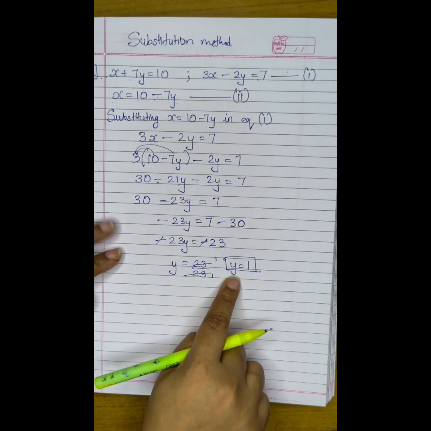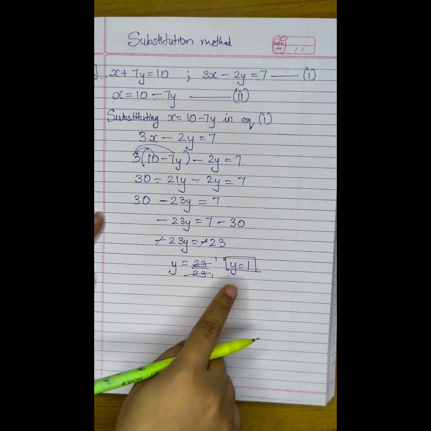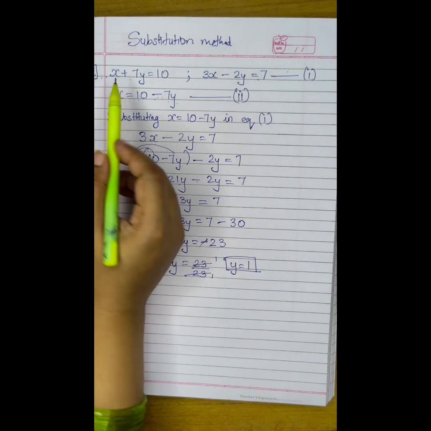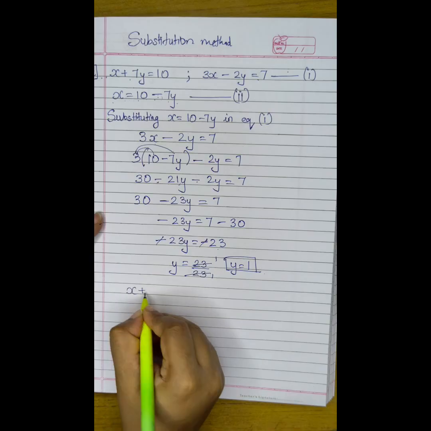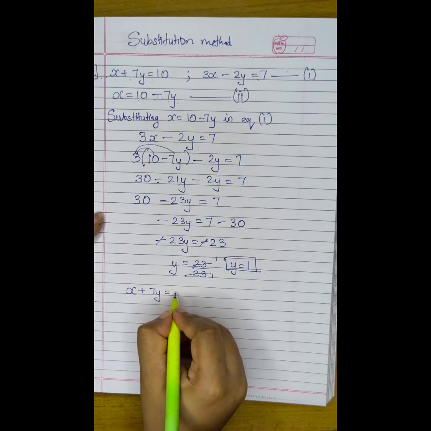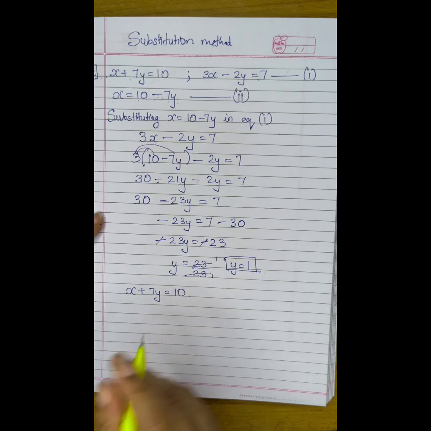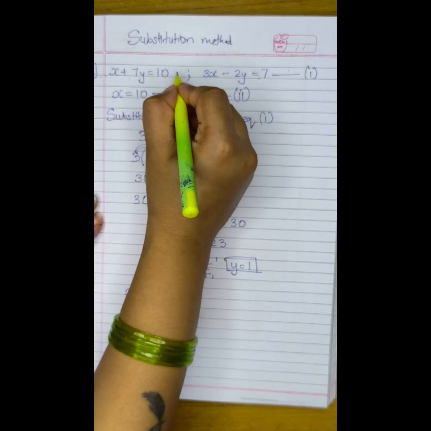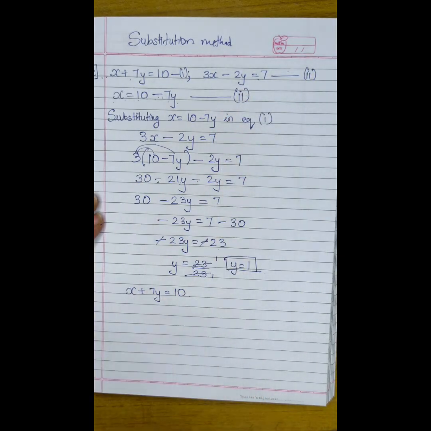We got the value of y. By using any one of these equations, we can find out the value of x. Suppose I'm using this only. I'll use this: x plus 7y is equal to 10. This you can write as the first equation, this you can make it as second, and this you can make it as third.